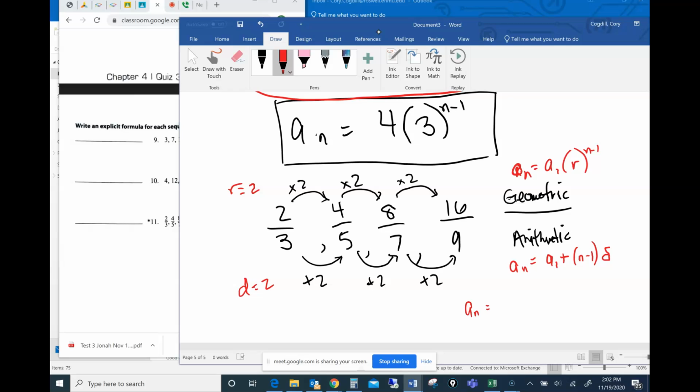So what is a sub 1 on the top one? What is the first term? On the top, only on the top. 2. Okay, it's 2. And what was r on the top? Times 2, it was also 2, right? Okay. So this right here, I'll highlight it in the pink marker. This right here is the answer for the top, okay?